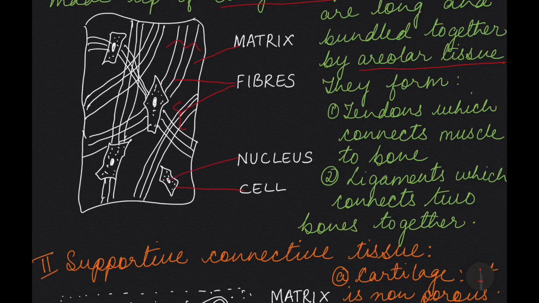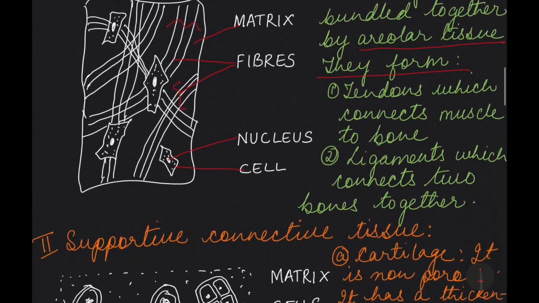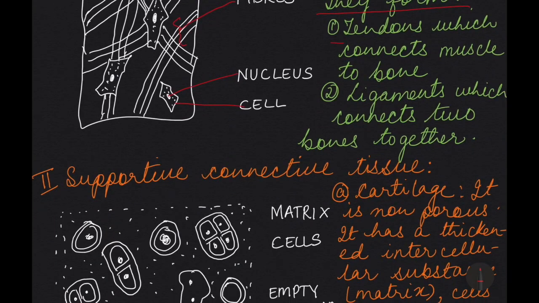There are two types of fibrous connective tissue. First one is tendons. Remember, tendons connect muscle to bone. For movement, the muscle must be connected to the bone. Next is ligaments, which connect two bones together.